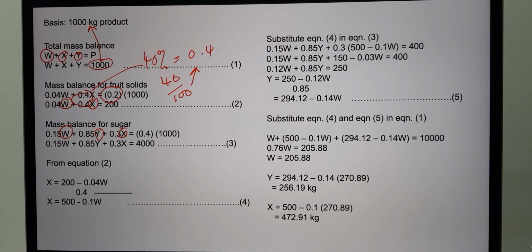Alright, so what happened here is 0.15W. This one is meant for the mass balance of sugar. 0.15W plus 0.85Y plus 0.3X equals to 4000. 4000 is coming from 0.4. Oh, sorry. It's supposed to be 400, not 4000. Because 0.4 times 1000 is supposed to be 400. Alright, and then this particular line is supposed to be here.